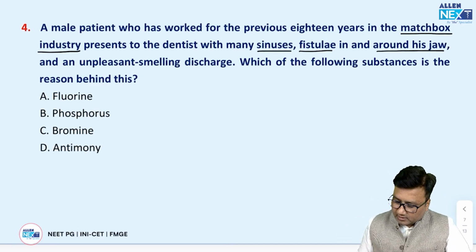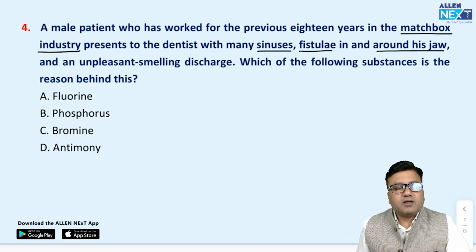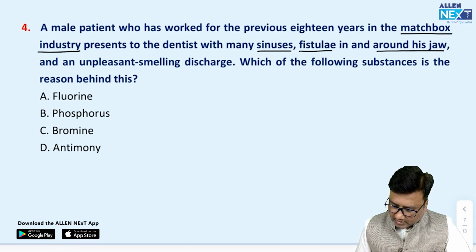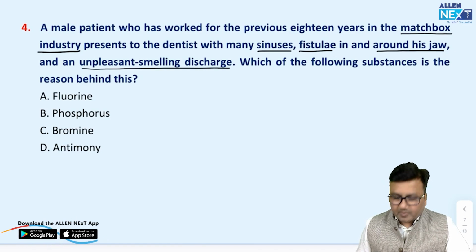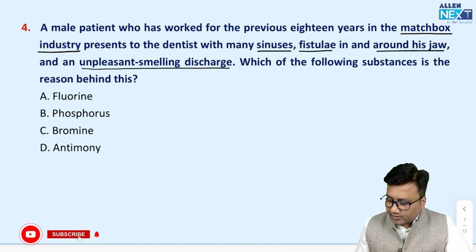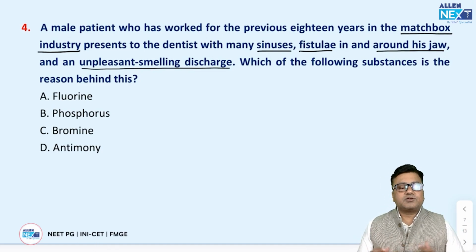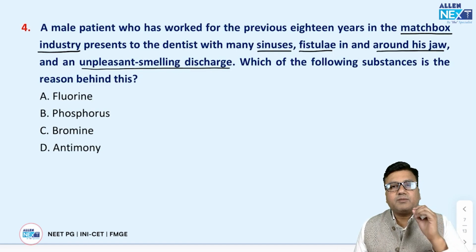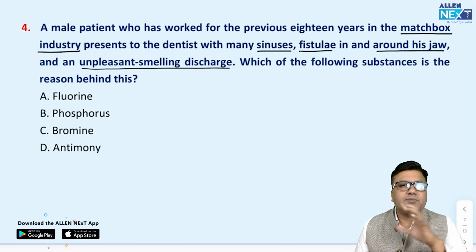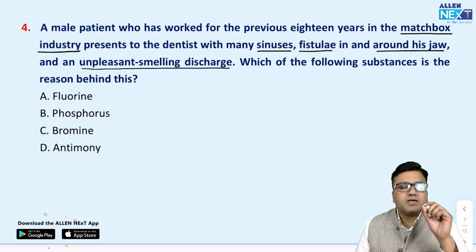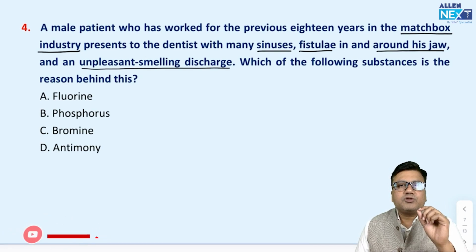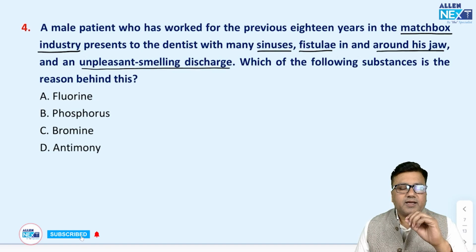Okay, the sinuses and the fistulas are draining with unpleasant smelling discharge. Which of the following substances is the reason behind this? इस तरीके के आंसर क्वेश्चन को आंसर करना बहुत सिंपल है. हमें ये पता होना चाहिए कि वो जिस इंडस्ट्री में काम कर रहा है वहां पर ऐसा कौन सा केमिकल, कौन सा कंपाउंड है जो ये कॉज कर सकता है.